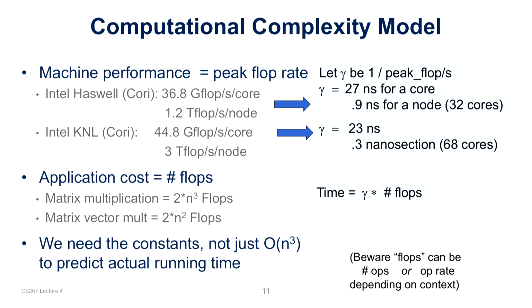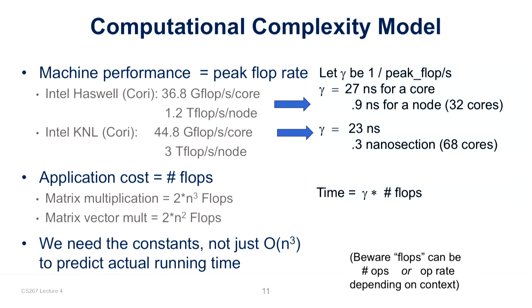So let's say on the Intel Haswell processor, both of these are on Cori, or the Intel KNL processor, there are the peak flop rates per core and the peak flop rates per node, because there are multiple cores on the node. Now we're not worrying about the details of what's inside of those processors, or how you get the performance out of them, or even how you're going to parallelize across those cores.